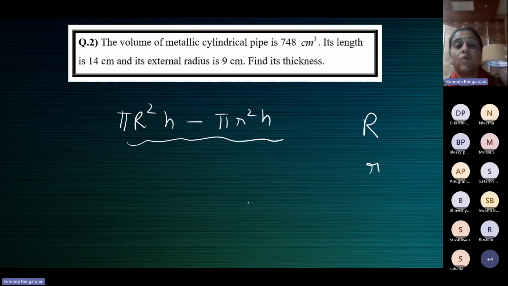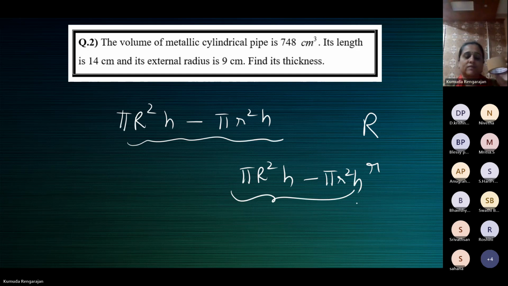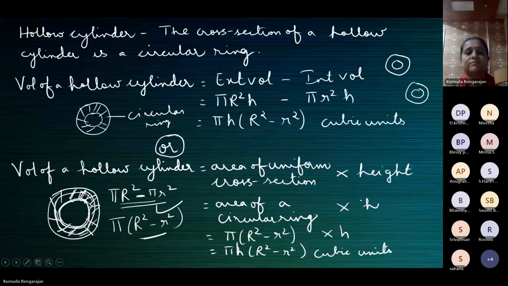So the volume of the solid big cylinder, that is the original cylinder, is pi R square h. And from this, what are you removing? You're removing another cylinder of the same height but a smaller radius from the middle. So pi r square h is removed. This difference will give you the volume of the hollow cylinder. So that's what I wrote here.